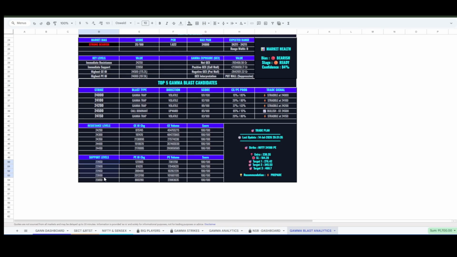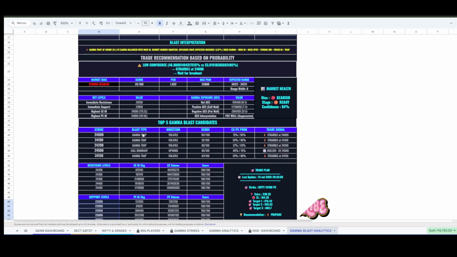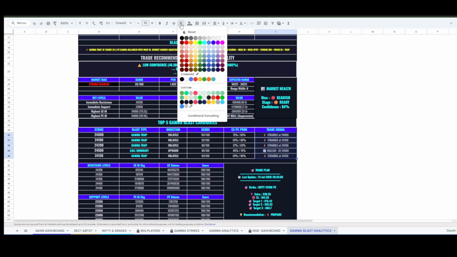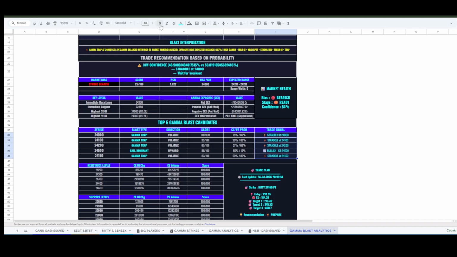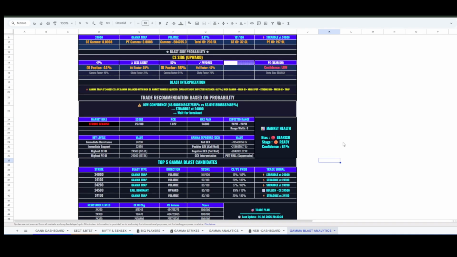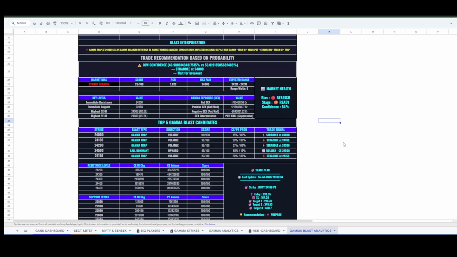Now we have the strike prices given over here, and these are the support levels and resistance levels. We have strike prices and blast type, whether it is a gamma blast or not. I just highlighted them for your convenience so that you will understand: gamma trap, gamma trap, gamma trap. Most of the strike prices are gamma traps rather than bullish or bearish, so they are not one-sided. The trade signal was only a straddle, with no other recommendation. This is how it helps you find the best strike price, and it also lets you know the market strength, the market's health, and whether the bias is bearish or bullish.